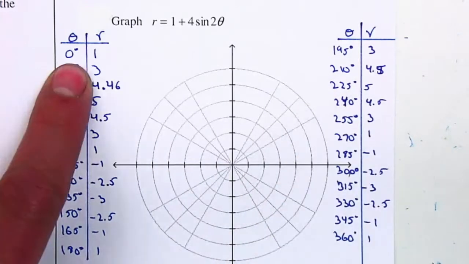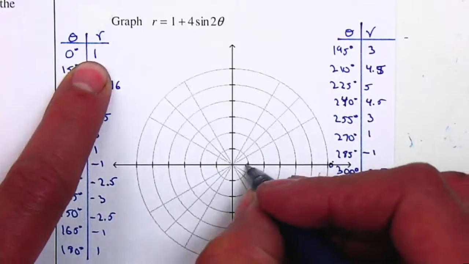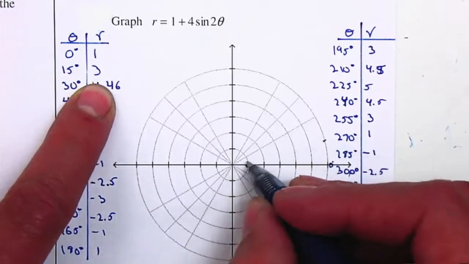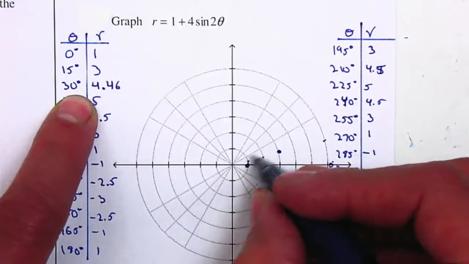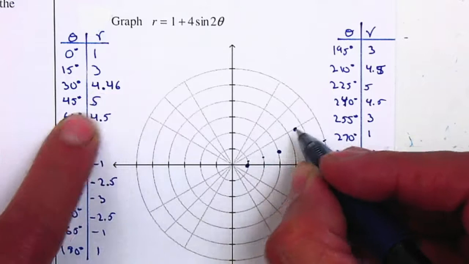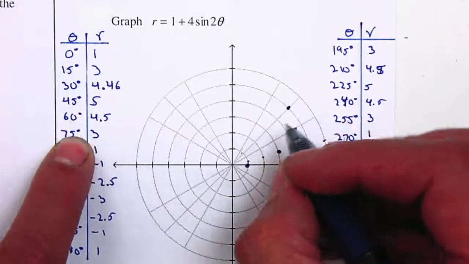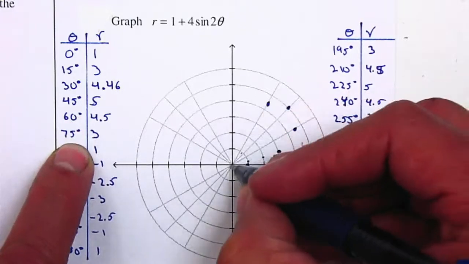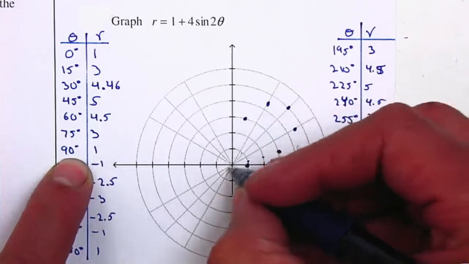So we can graph it from 0 degrees. This is 0 degrees. It's 1. 15 degrees, which is your halfway mark, is 3. So it'll be 1, 2, 3. 30 degrees is 4.5. 45 degrees is 5. 60 degrees is 4.5. 75 degrees, which is your halfway mark, is 3. 90 degrees is 1.